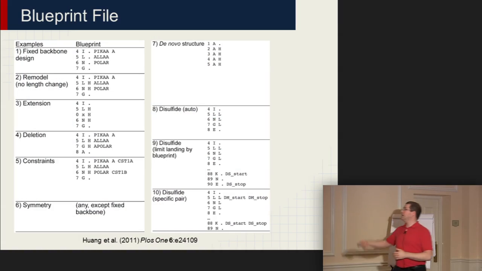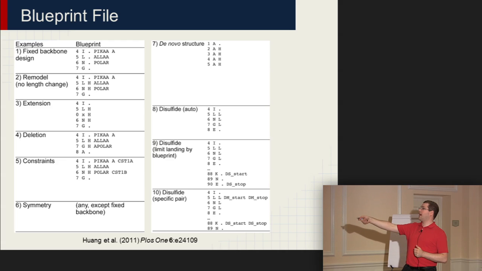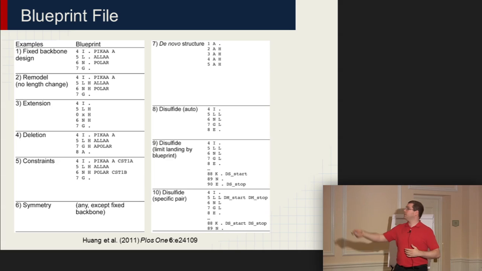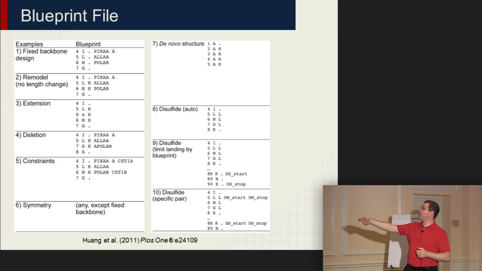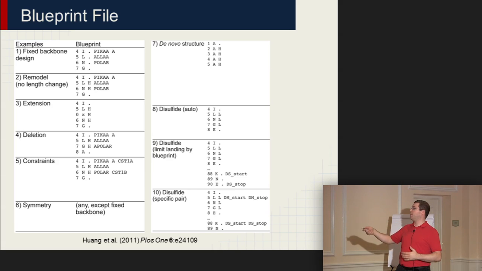The core of the Rosetta Remodel framework is the concept of a blueprint file. A blueprint file is basically a way of specifying how you want to change your protein. It's a column-based format where you have the pose number of your residue, the amino acid identity of the residue, and this second column is used for fragment picking purposes. Then the secondary structural designation, and additional columns for more information. For example, if you wanted to do fixed backbone design, you could specify res file designators like PIKAA to force an alanine there.